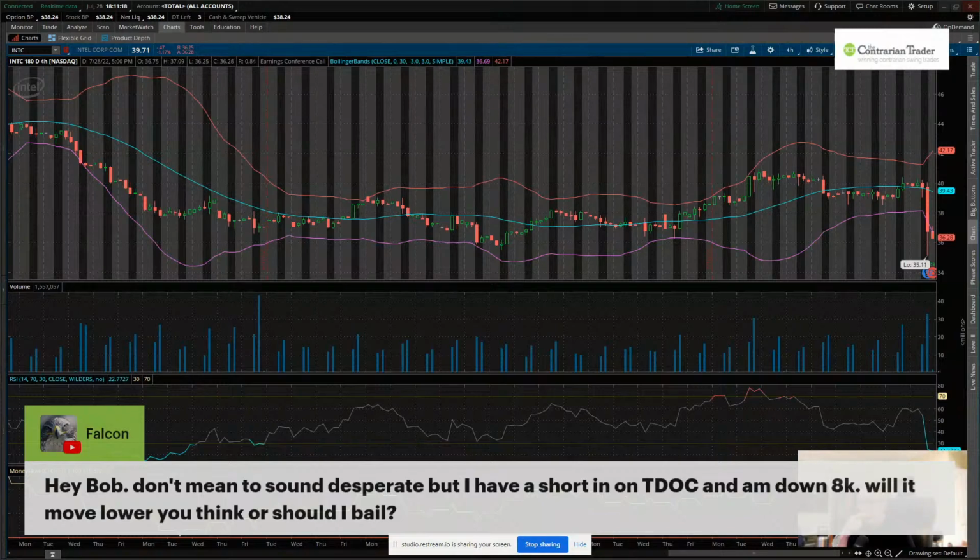Hey, Bob, don't mean to sound desperate, but I have a short in Teladoc and I'm down 8,000. Will it move lower? You think I should bail? Okay, so we'll take a look at the chart, Falcon, but as a percentage of your portfolio, I don't know what that is, right? So I'll give you a buy, sell, hold opinion, but as a percentage of your overall wealth, I don't know what that makes up. So I can't give you advice. It wouldn't be fair. It's not right. So I'll give you my opinion on the stock.